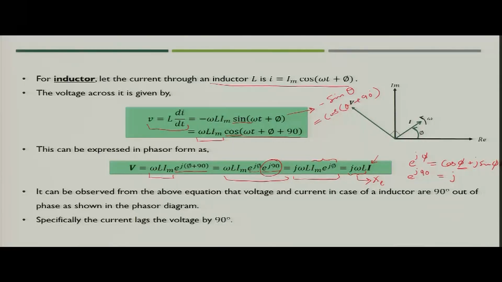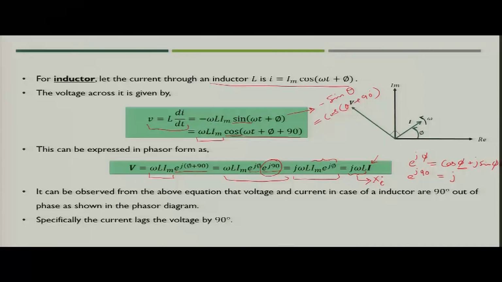So, what does it mean? If you correlate with Ohm's law, you will see that voltage is represented as R into I. So, if you correlate Ohm's law with this particular equation, you can easily say that this is something which resists the flow, and that is why it is called inductive reactance in case of inductor.